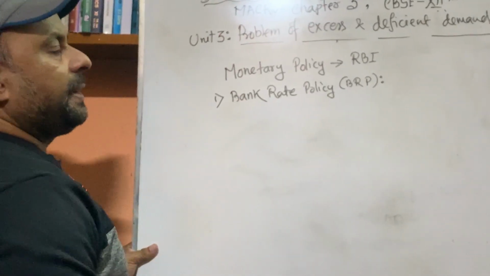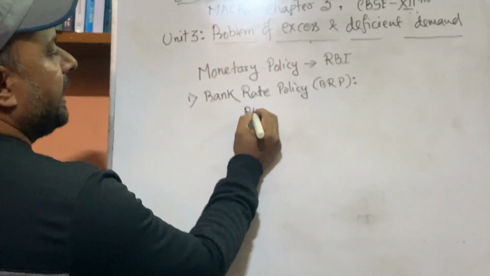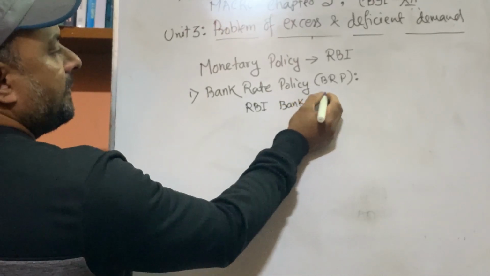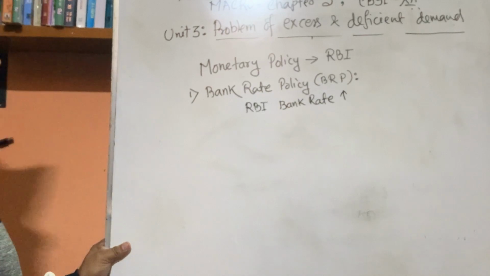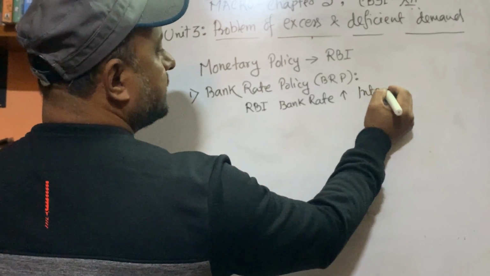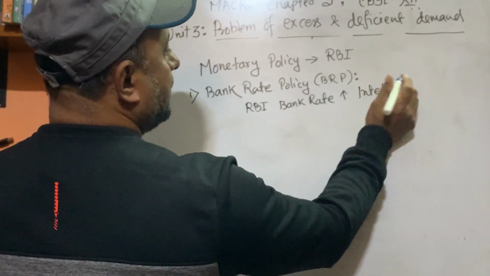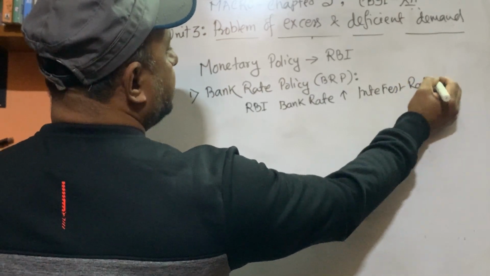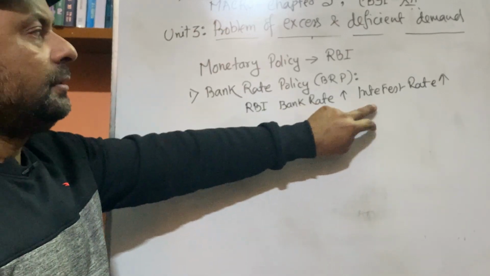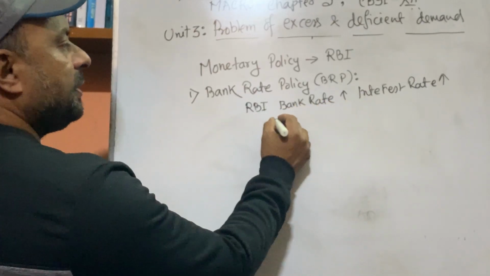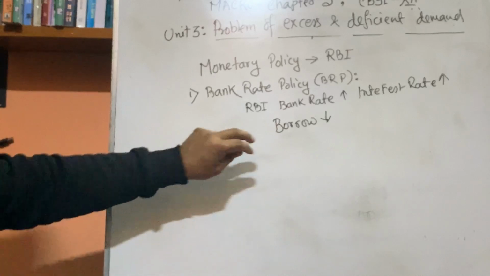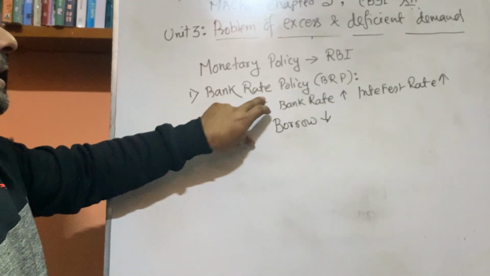Now in excess demand, what happens? The central bank, that is RBI, increases the bank rate. So when RBI increases the bank rate, what does it mean? The interest rate of the economy rises, the interest rate of the commercial bank increases. If people take a loan from the bank, they have to pay more interest. So people will borrow less money from the bank, because if they borrow more, they have to pay more interest as the bank rate increased.